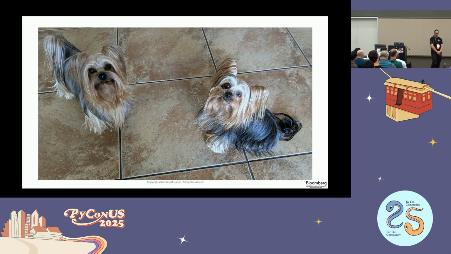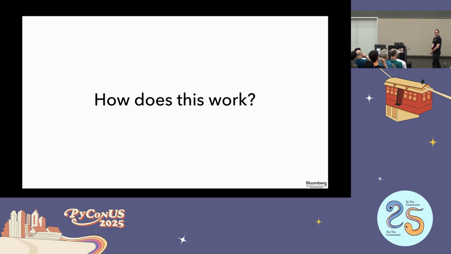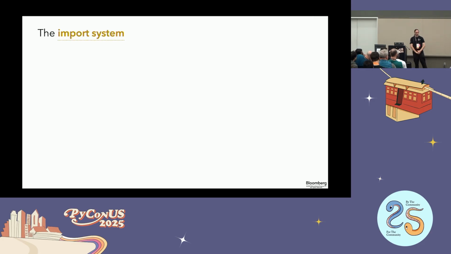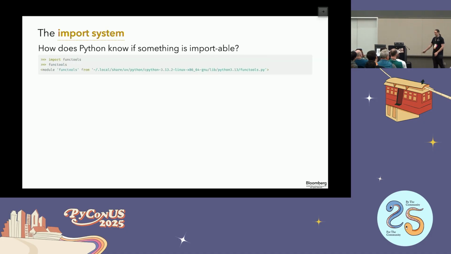Okay? So now let's go a bit deeper. How does this actually work? What happens when you do some installation in it? In order to speak about this, we need to briefly talk about the import system. So question, how does the Python interpreter know if something is importable?